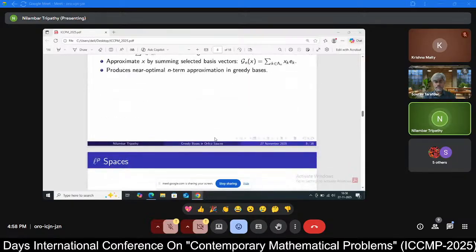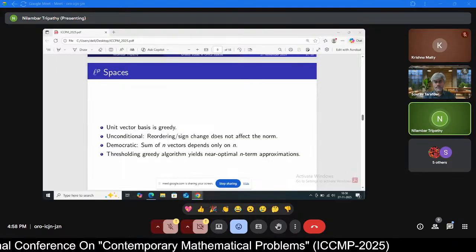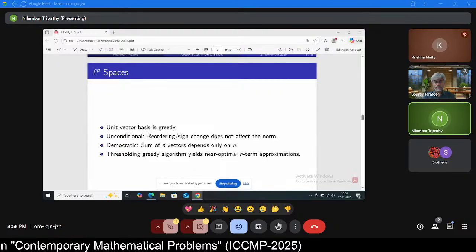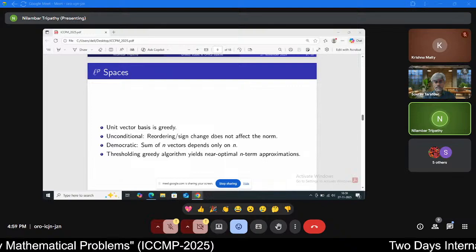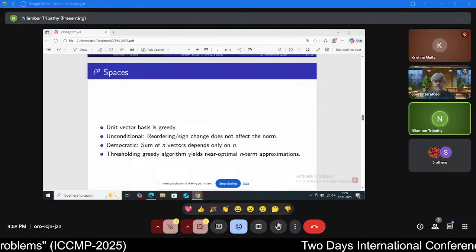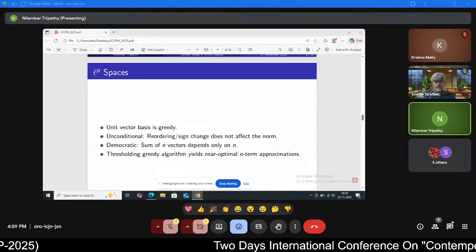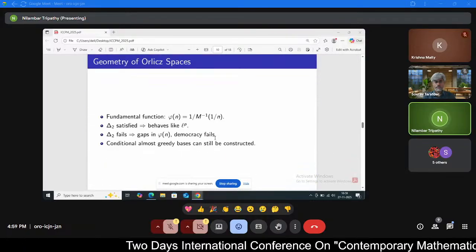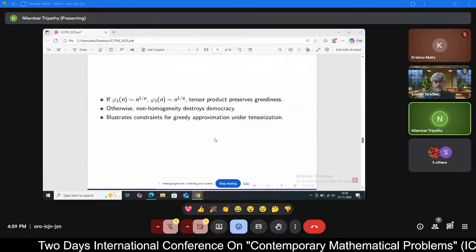And the key structure is to identify the gaps in phi_n, build blocks in the gap and concentrate them. This ensures that greedy approximation selects entire blocks, controlling the residual and giving almost greedy behavior. Conditionally constraints satisfy k_m log n. These are the properties which are used here.